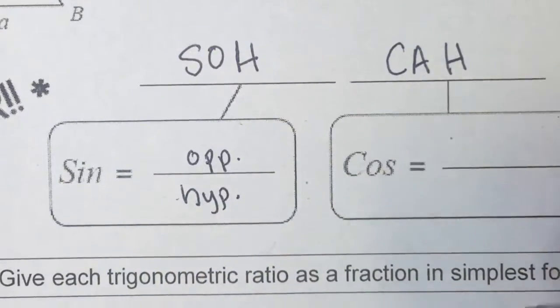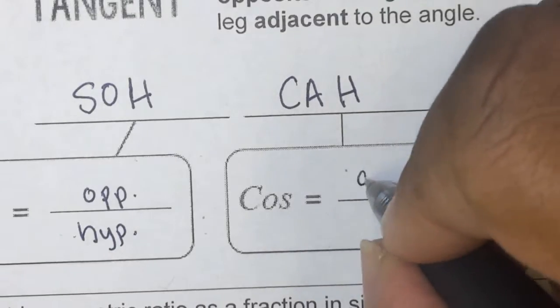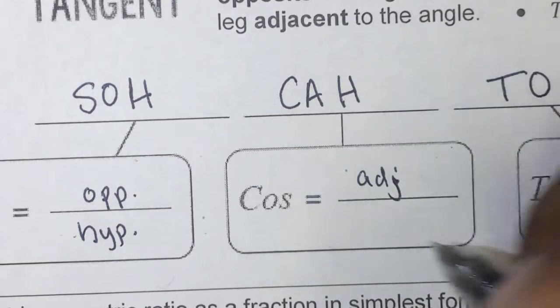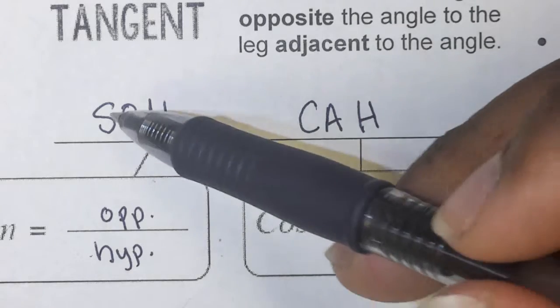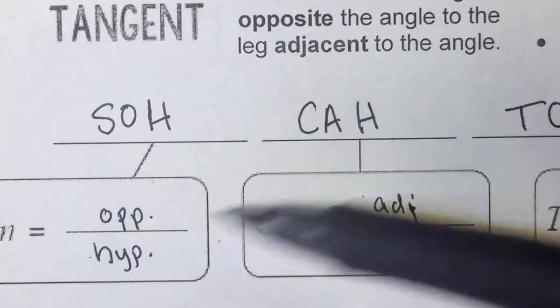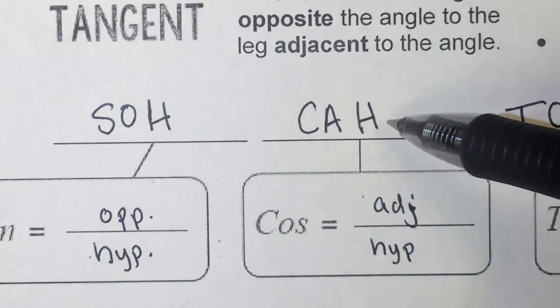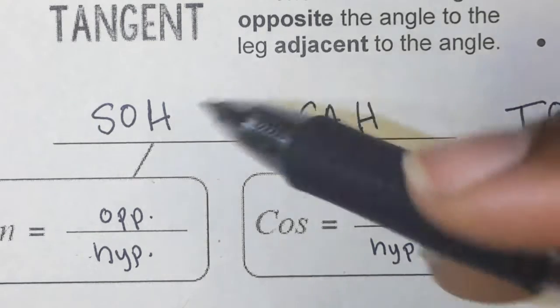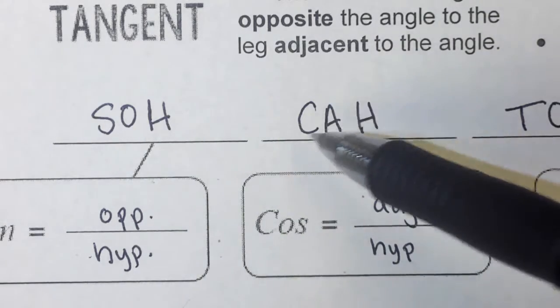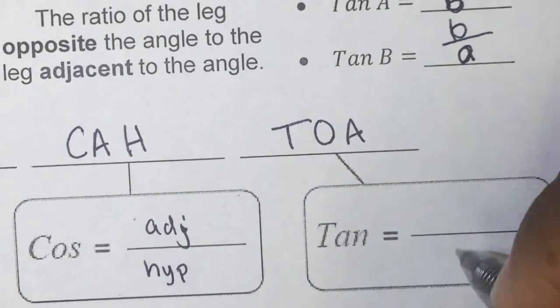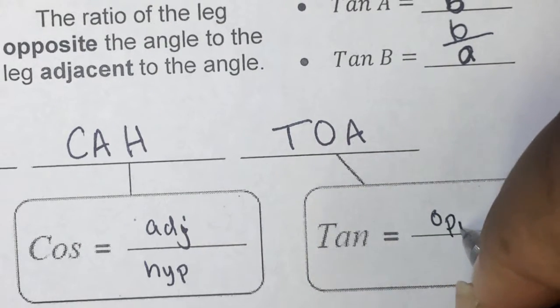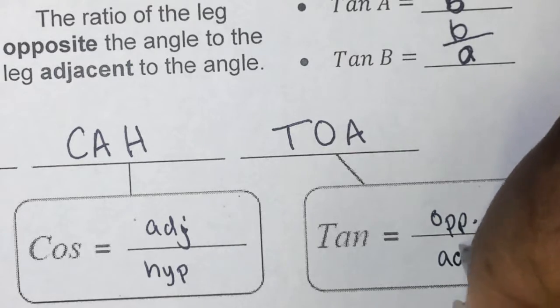So sine is opposite over hypotenuse. I'm abbreviating. Cosine is adjacent over hypotenuse. That's all the acronym is. Sine is opposite over hypotenuse. Cosine is adjacent over hypotenuse. That's what the acronym means. SOH, CAH. And then TOA, tangent, is opposite over adjacent.